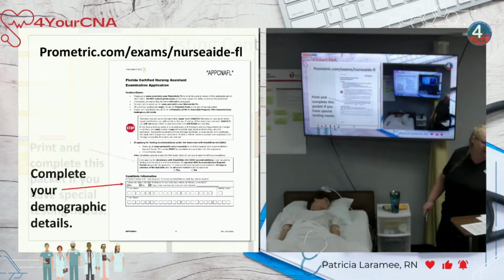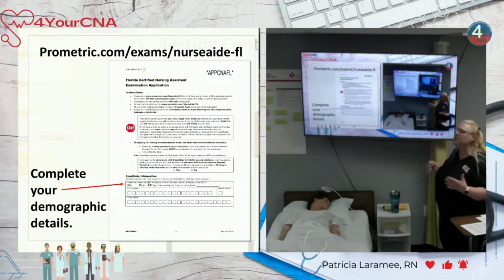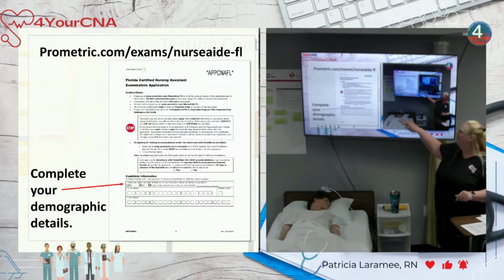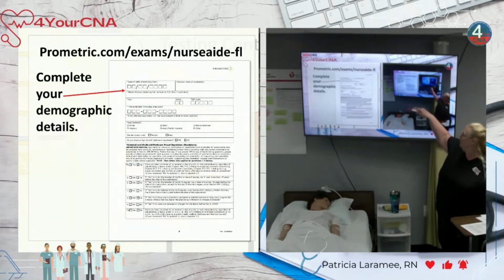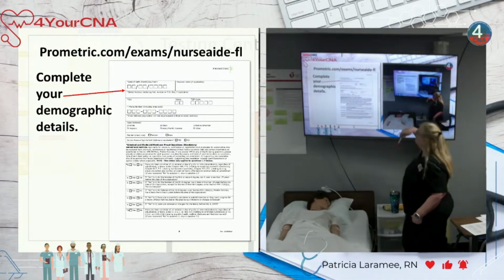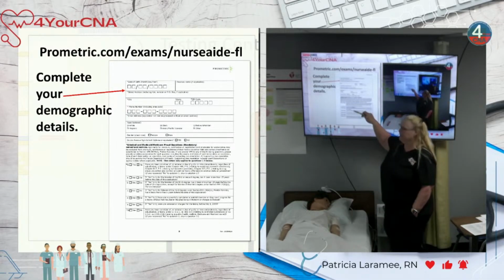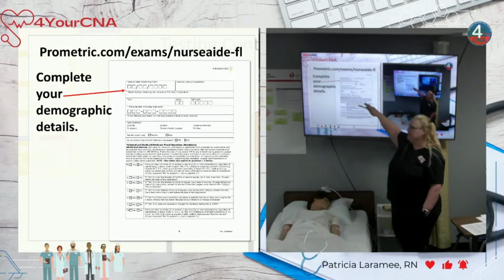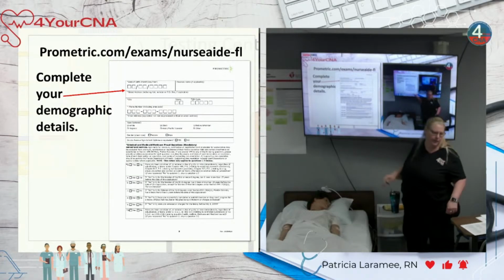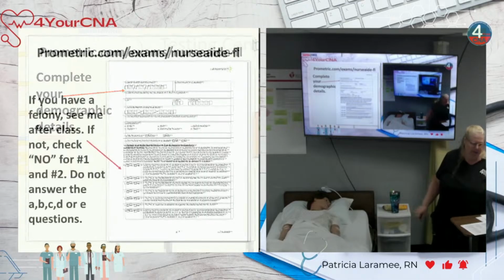Now, I'm not going to have you guys fill this part out here in class. You can do this at home on your own. You know your name, your address, your phone number, and all of that. Fill out your candidate information. There's nothing there that's surprising. And the top of the next page. So just complete all of your demographic details when you are ready to do so. Let's go down here to this section, because this is the part you're going to need help with.